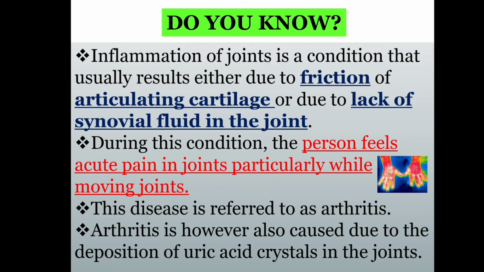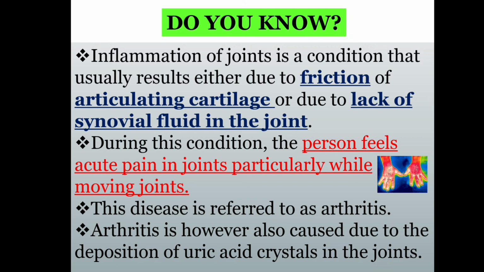Do you know? Inflammation of joints is a condition that usually results either due to friction of articulating cartilage or due to lack of synovial fluid in the joint. So, what is inflammation? Inflammation is redness, swelling, pain or tenderness, heat, and disturbed function of an area of the body. So this inflammation of the joint usually results from friction of articulating cartilage or from the lack of synovial fluid secreted in the joint.